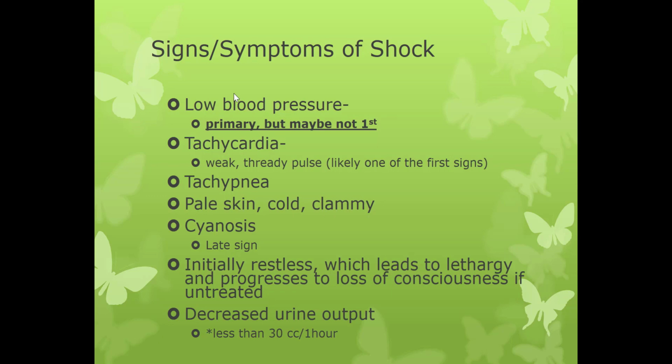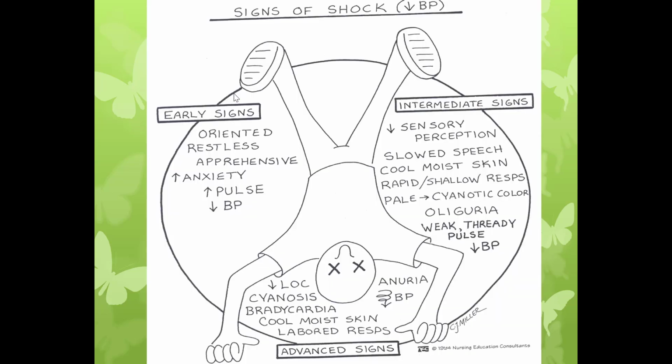Another thing that you will see is decreased urine output. As your blood pressure drops, your kidneys are not adequately perfused. If they're not adequately perfused, they can't make urine. So you are not going to get your 30 cc an hour benchmark that we've talked about several times at that point.